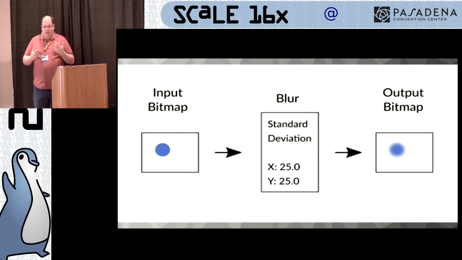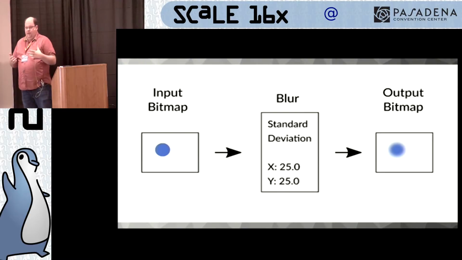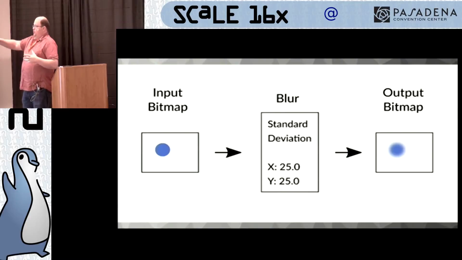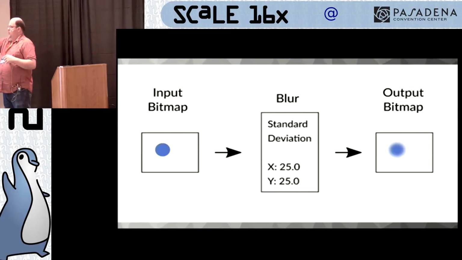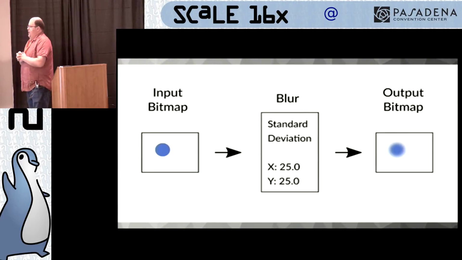So what we have is a filter element. We call them filter elements in SVG, and this one is a blur. We take the input bitmap, we go through the blur filter, and then we get an output bitmap. That's just the same image, explaining how we're working with the SVG filter element.